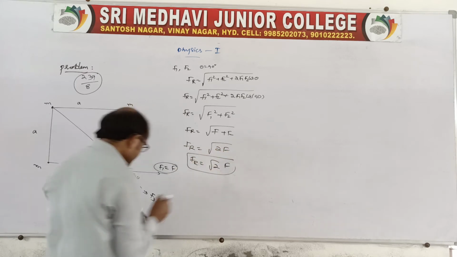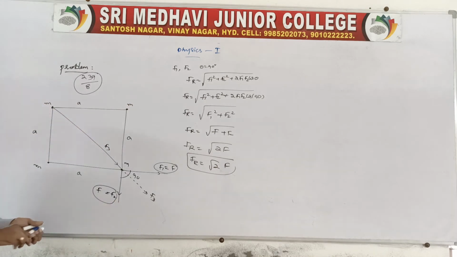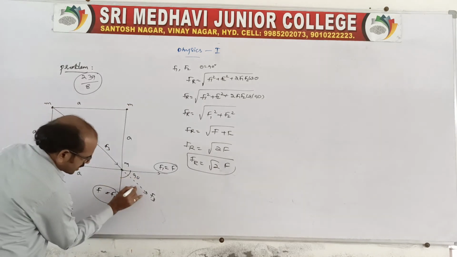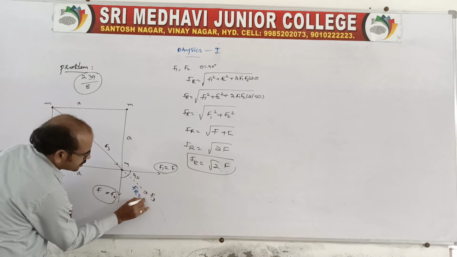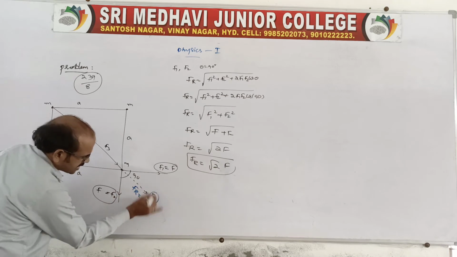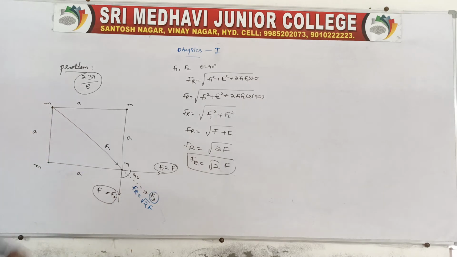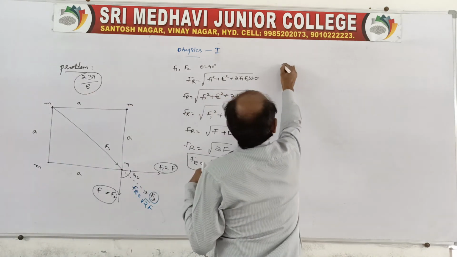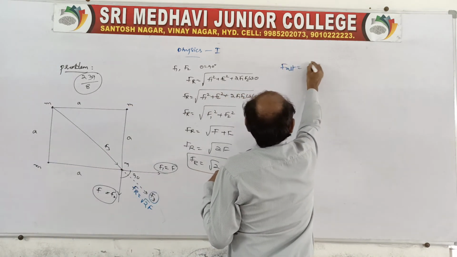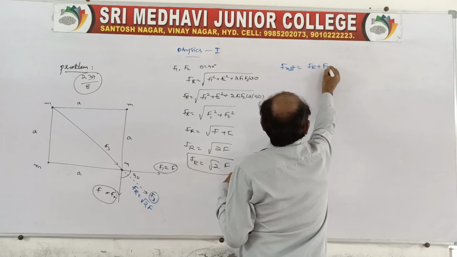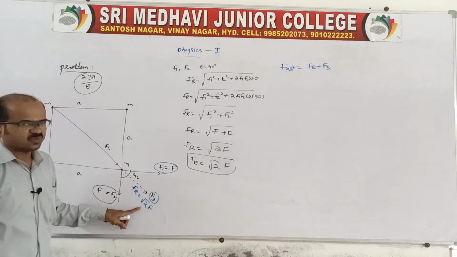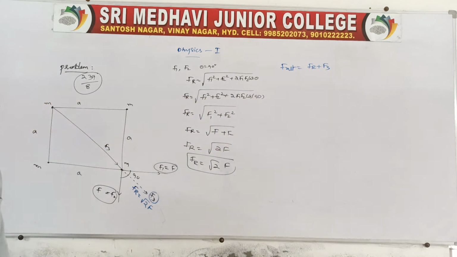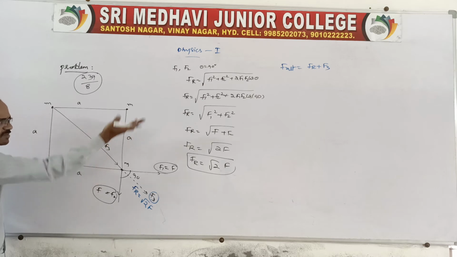So this resultant is acting along the same direction, that is root 2 into F. Of course, F3 is also acting in the same direction. Now we should find F net, that is Fr plus F3. Of course, Fr we know, root 2 F, but we don't know F3, because we should first find this distance. If we know the distance between these two particles, then we can find F3.